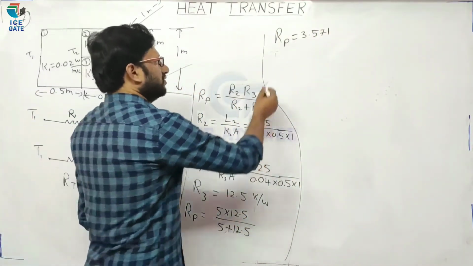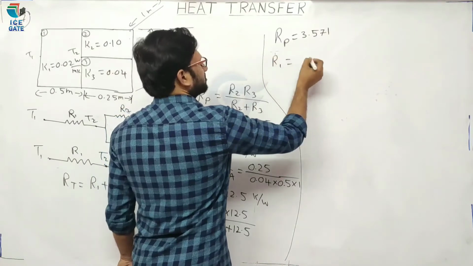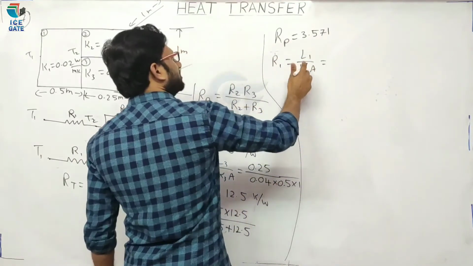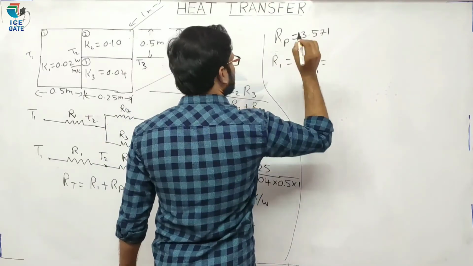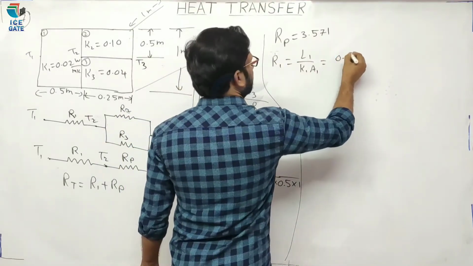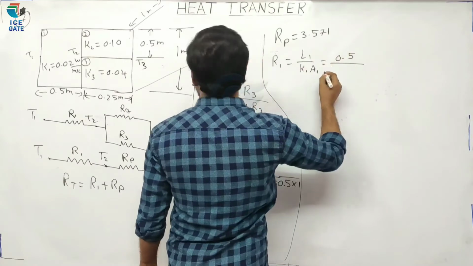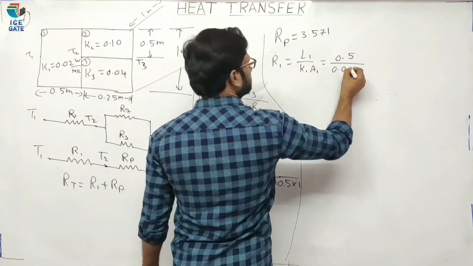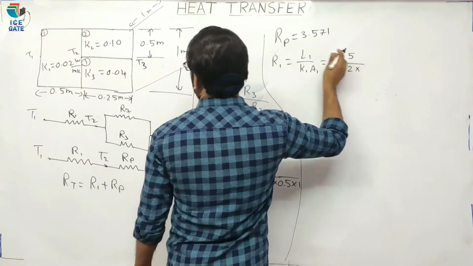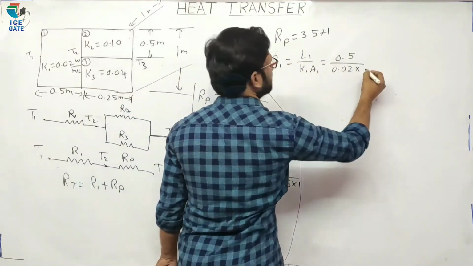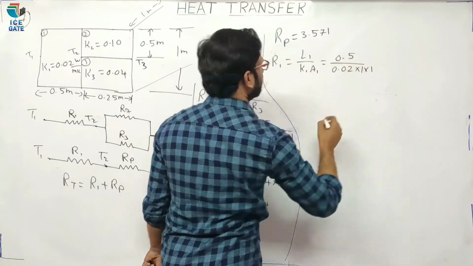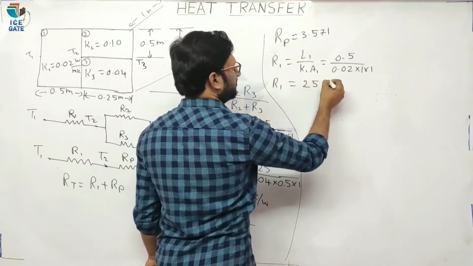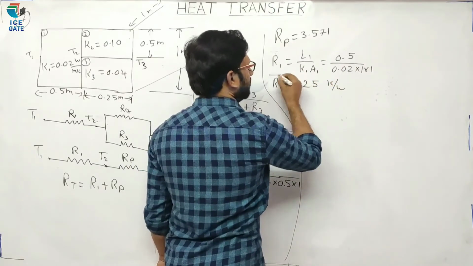Now, calculate R1 also. R1 is L1 by K1 into area. Now, what is L1? 0.5 divided by K1. Thermal conductivity of first material is 0.02 into, what is the height? 1 meter, and depth is also 1. Therefore, R1 is equal to 25 Kelvin per watt.